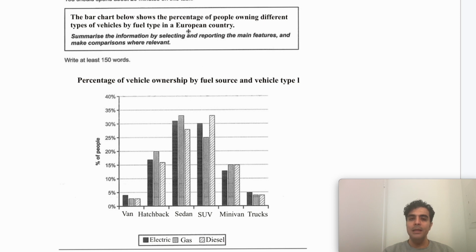20% of people in this European country, okay, owned hatchbacks that were gas-fueled. Is this correct? 20% of all people? No, that's not true. It's actually something else. It's 20% of people who owned hatchbacks drove gas-fueled vehicles. You see, it's 20% of owners in the hatchback category who owned gas-fueled vehicles.